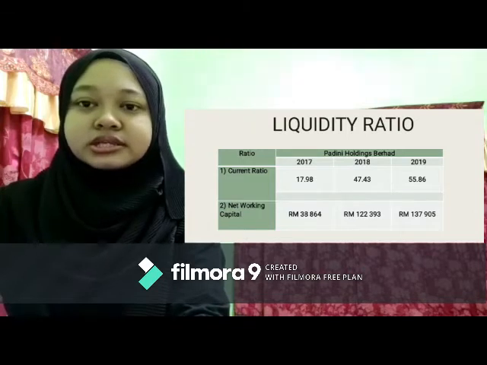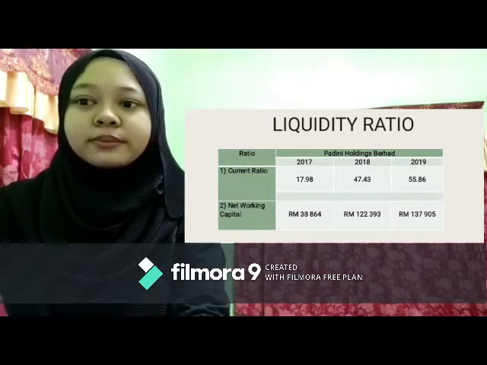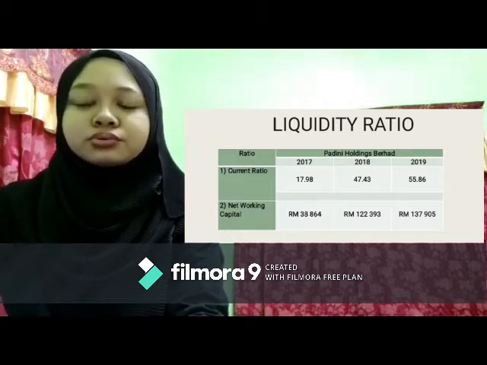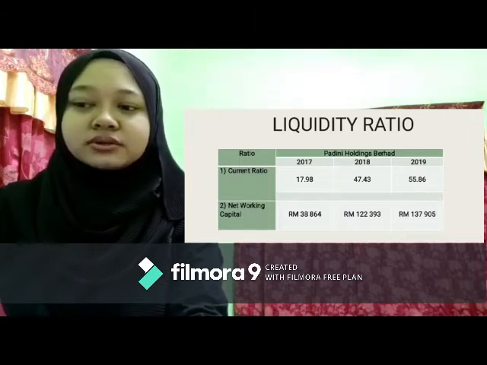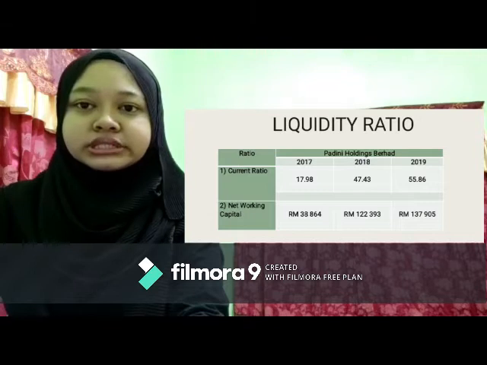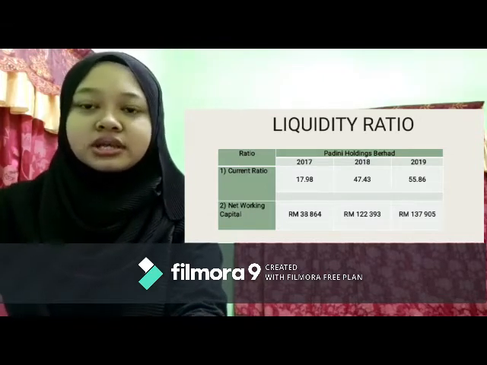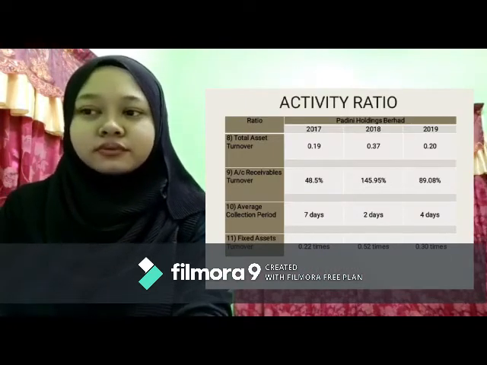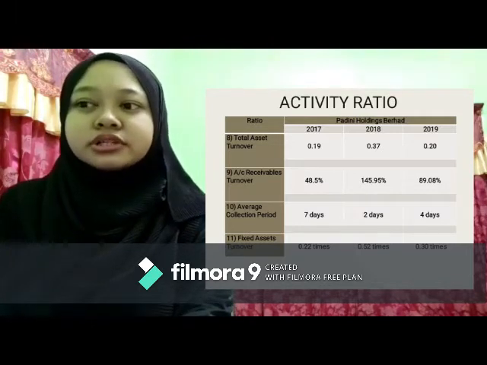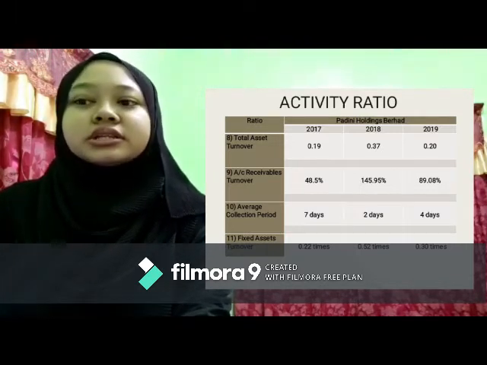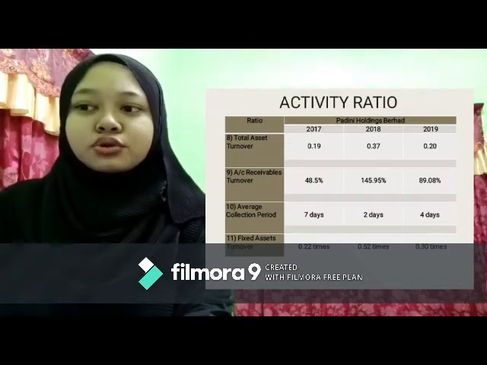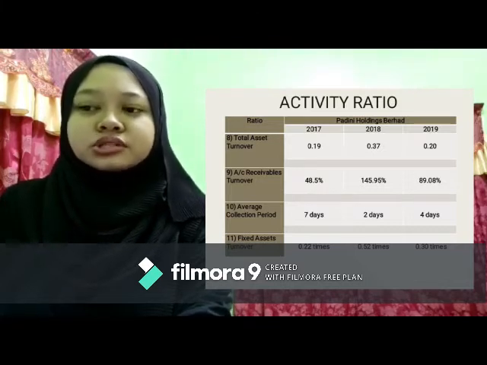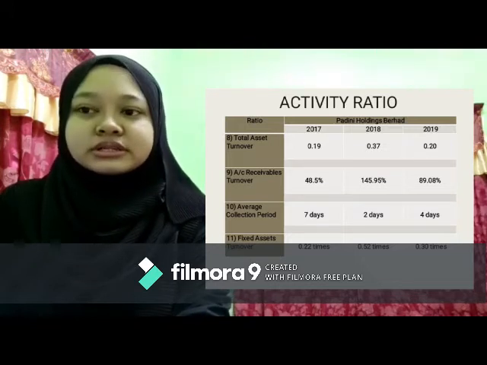Next, net working capital. 2019 is the best for Padini in terms of net working capital with RM137,905 compared to 2018 and 2017 with RM122,393 and RM38,864 respectively. For activity ratios, under the activity ratio is total asset turnover. It shows that year 2018 is the best for Padini in terms of total asset turnover with 0.37 times compared to 2019 and 2017 with 0.20 times and 0.19 times respectively.